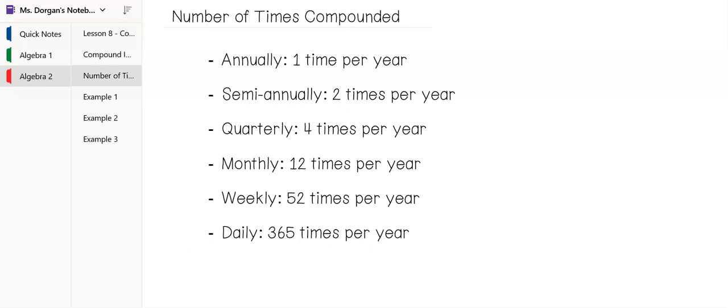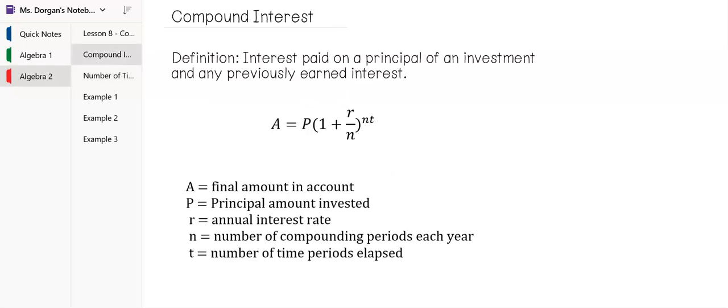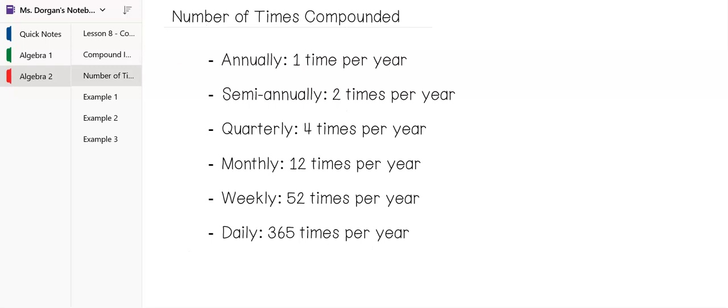Okay, let's go into N, so the number of times compounded. When you are going to find what the value for N is, you want to pay attention to a couple of words. First of all, any problem is going to say compounded. That tells you that you need to use this equation here. But in terms of how you decide what N is, you look at these words here: annually, semi-annually, quarterly, monthly, weekly, daily. That tells you the amount of times it's compounded.